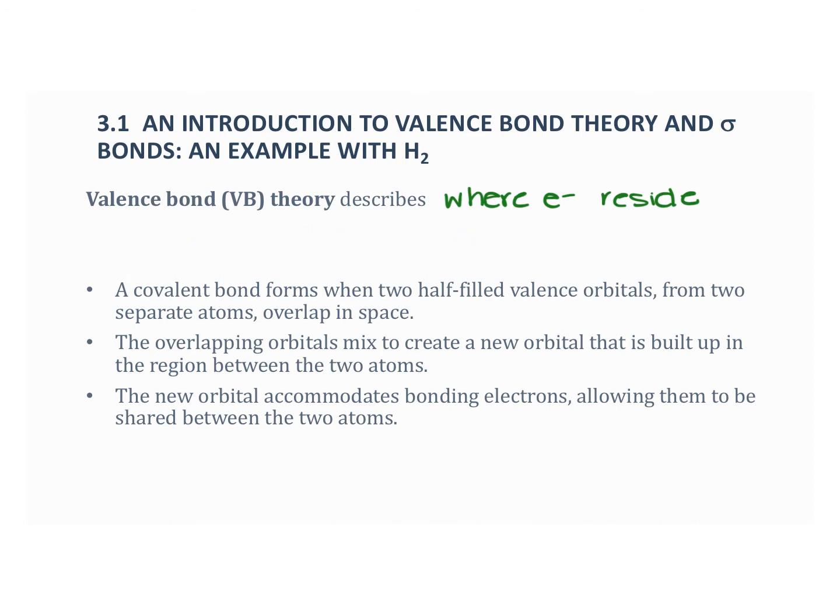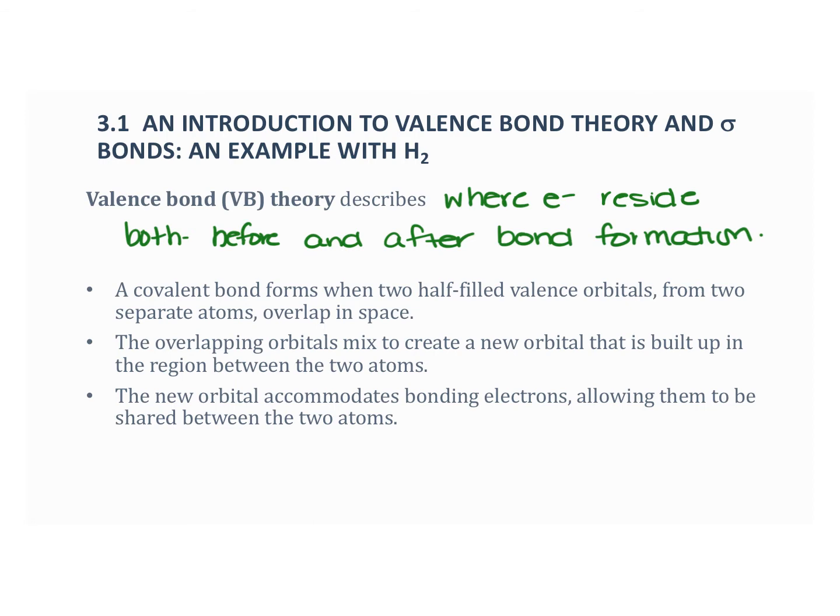They describe where electrons reside both before and after bond formation. Here are some tenets of valence bond theory, and I've got them typed out here for you. A covalent bond forms when 2 half-filled valence orbitals from 2 separate atoms overlap in space.